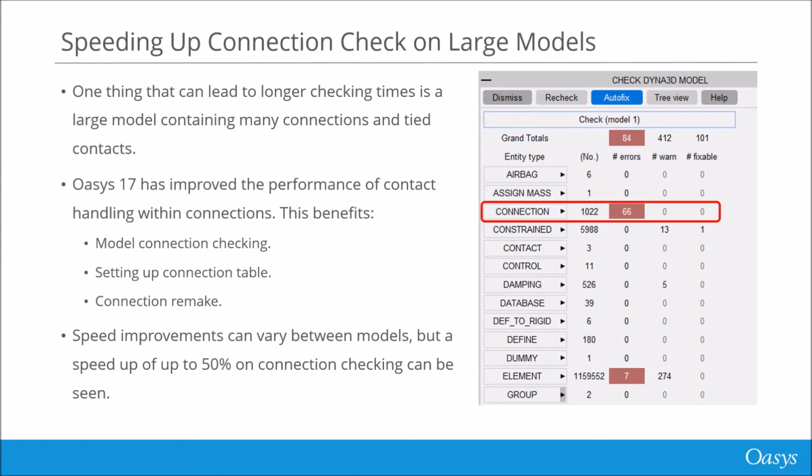So this benefits model connection checking, setting up of the connection table, and remaking connections. Speed improvements can obviously vary between models and the contents of those models, but a speed up of up to 50% on connection checking can be seen.